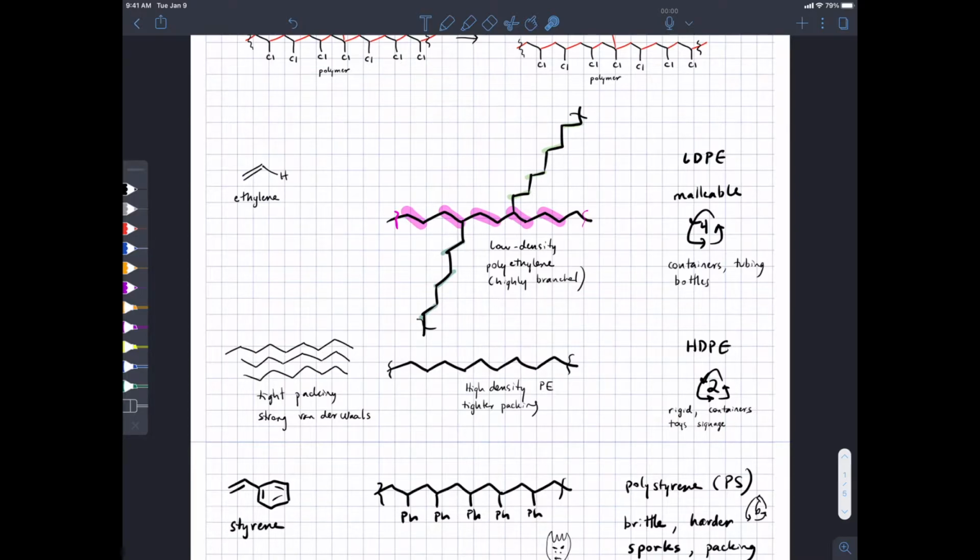It's exactly the same principle we discussed last week about why saturated fats are solid at room temperature, whereas unsaturated fats are not, right? The more you have an extended hydrocarbon chain that can tightly pack against other hydrocarbon chains, the higher the melting point is going to be, the stronger the interactions are going to be. Branching gets in the way of that tight van der Waals packing. And so LDPE is far more flexible than high density polyethylene. And you'll find both of these in various applications.